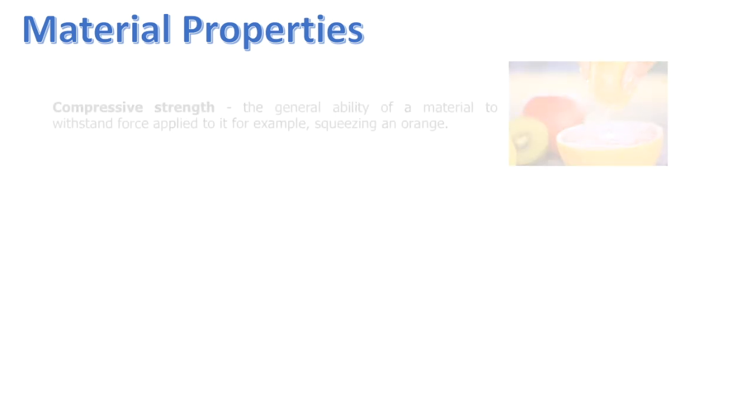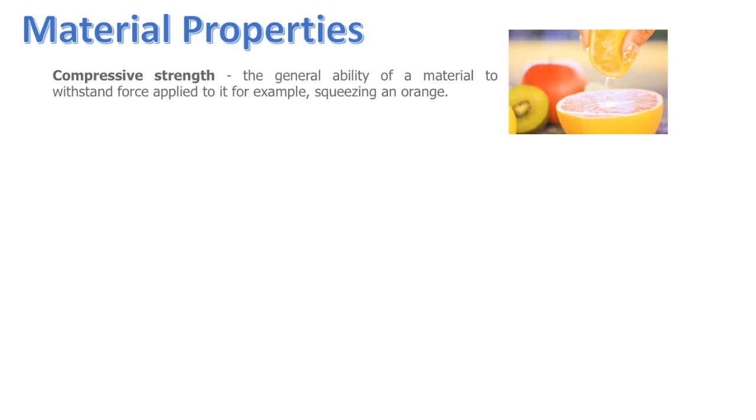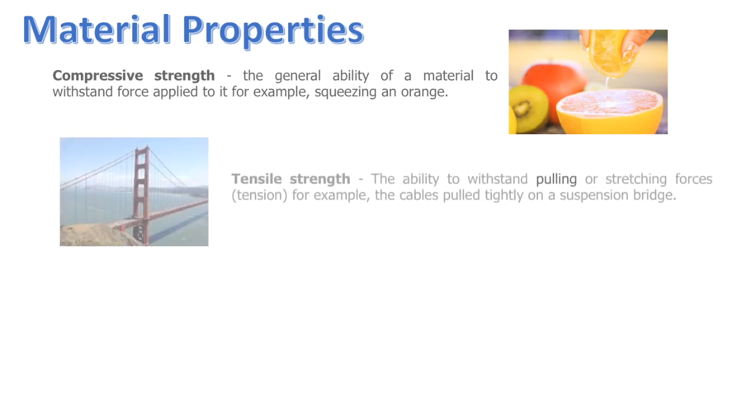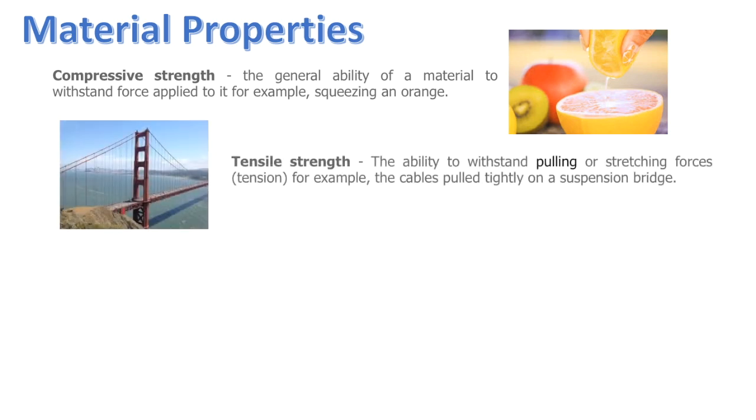There are loads of material properties. I just want to focus on a few. The first one we're looking at is compressive strength. That's the ability to be squeezed or pushed together. A good object that's got compressive strength would be concrete. Tensile strength is the ability to withstand a pulling force. Steel, for example, has very good tensile strength.